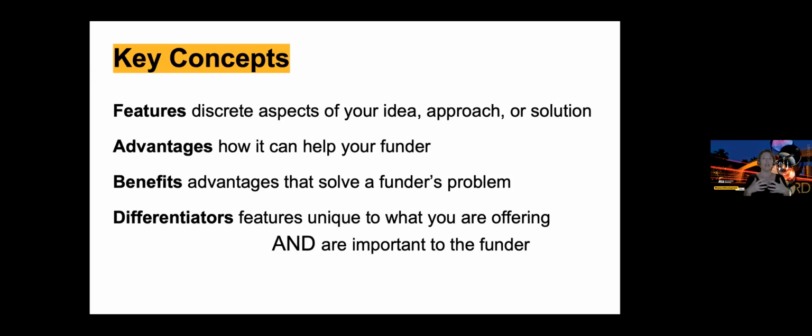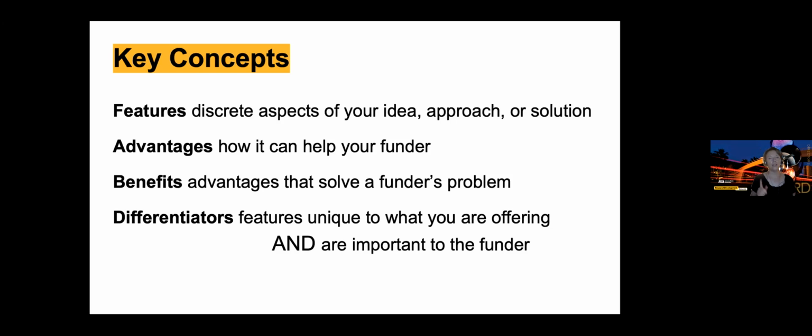Features are a discrete aspect of your idea, approach, or solution. If you have a data set that nobody else has, if you have a piece of equipment that nobody else has, if you're the only scholar in mid 14th century texts, that is a discrete aspect of your approach.